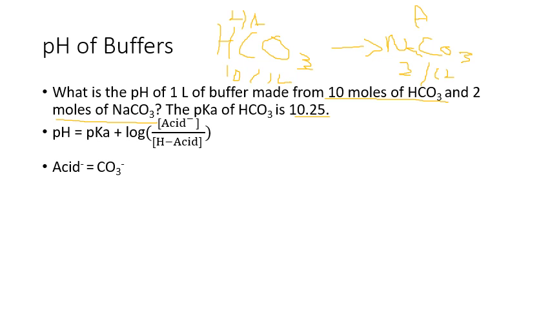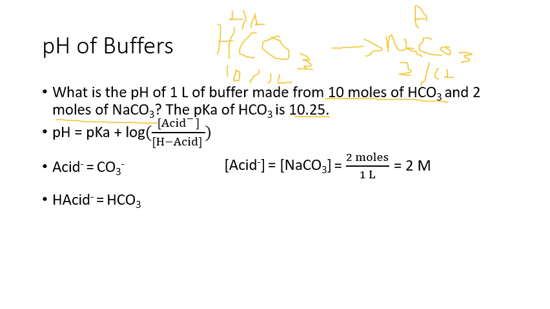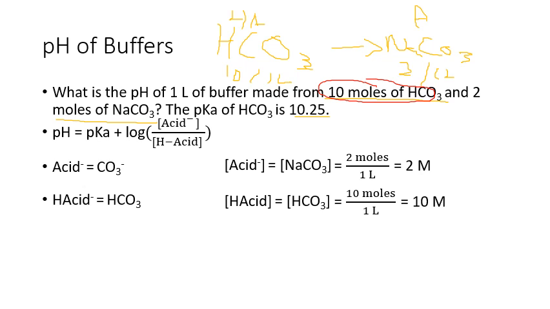So we know the acid is the CO3, and then we just have to figure out what the concentration is. So NaCO3 is 2 moles in 1 liter, and we can figure that out to be 2 moles per liter. And doing the same thing for the HA form, which is the HCO3, which had a concentration of 10 moles per liter, given from the problem here. We see there's 10 moles per liter of HCO3, 2 moles per liter of NaCO3, and then we have everything we need. So we have the pKa, we have the A- concentration, and we have the HA concentration. So we plug all those in. The pKa is 10.25 plus the log of 2 divided by 10.